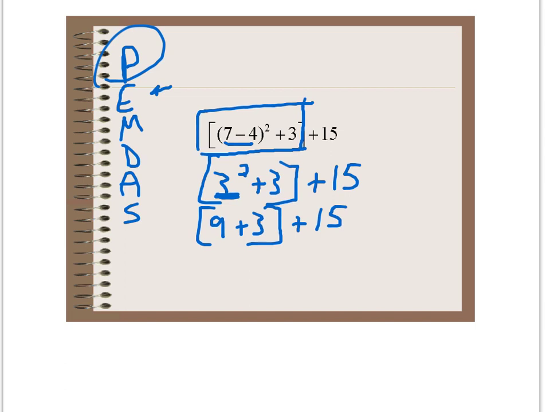Okay? Oh, I still got my brackets there, but I'm finally able to finish them because I only have one operation inside the brackets. I got 9 plus 3. That is 12. Now I don't need the brackets anymore because I finished them. They're done. And then 12 plus 15 is 27. Answer circled or boxed. Okay? So there's your first example. Let's go on to another one.